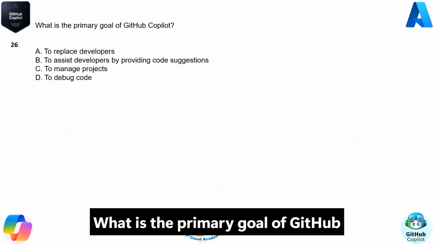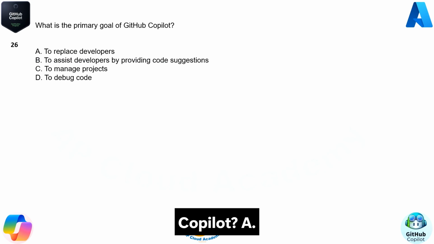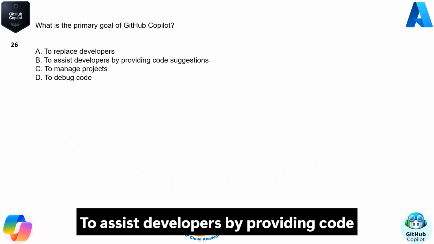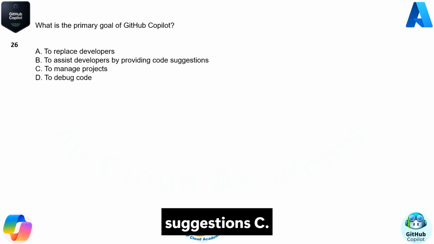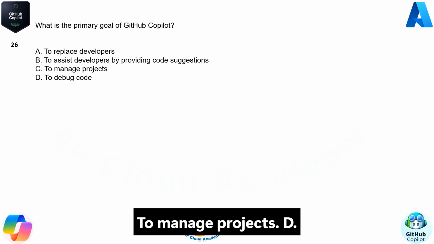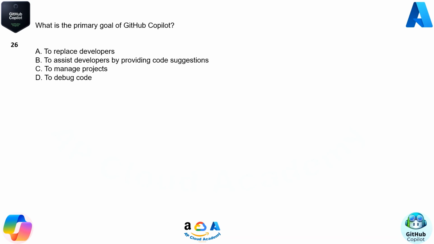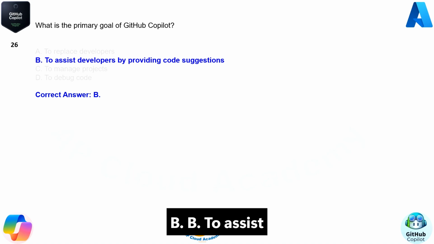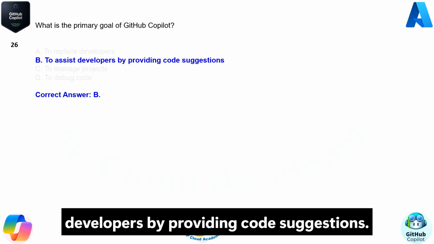What is the primary goal of GitHub Copilot? A. To replace developers. B. To assist developers by providing code suggestions. C. To manage projects. D. To debug code. Correct answer, B. To assist developers by providing code suggestions.